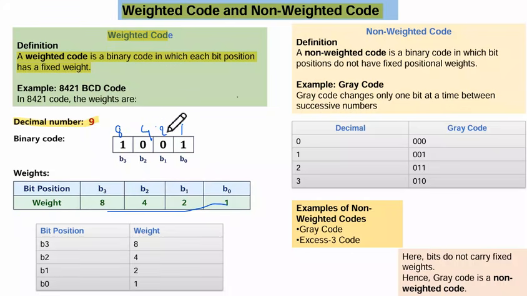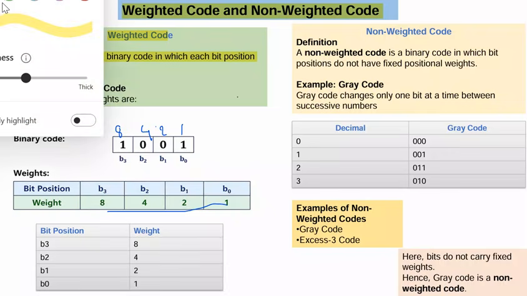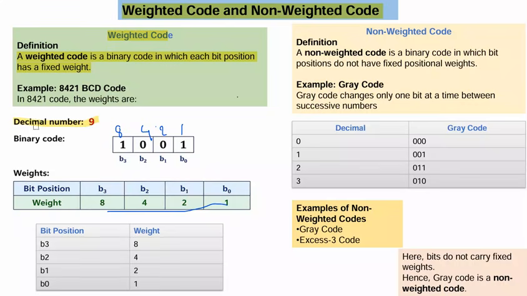Means each digit is having a fixed weight, so such a kind of code is called a weighted code. An example is what? Example is what? 8421. 8421 BCD code is an example of weighted code, right? And this is the weighted code.